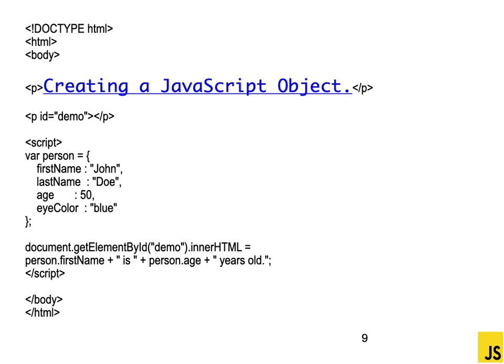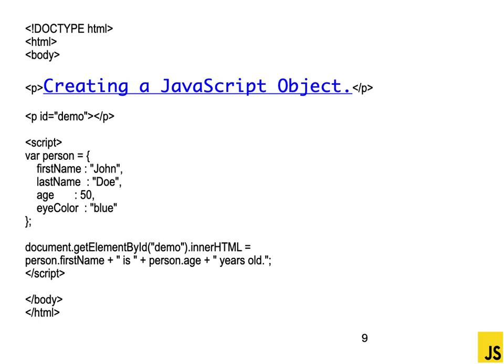So the second paragraph element having the id value demo will get its content now, that is John is 50 years old. So this is how JavaScript objects are accessed by using properties.